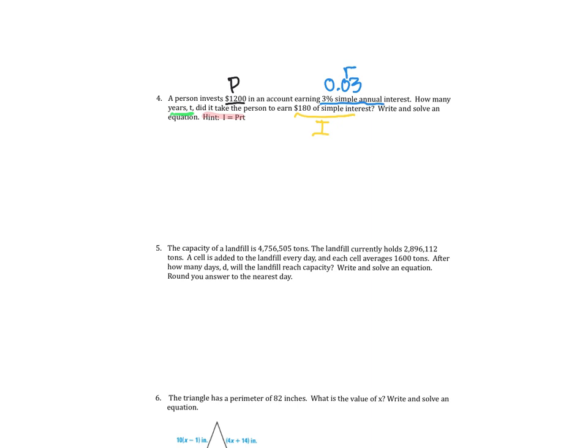So put your pieces together. Remember that I equals the original amount, P, times the percent as a decimal, times time. And see if you can set up this equation and solve it for the number of years.